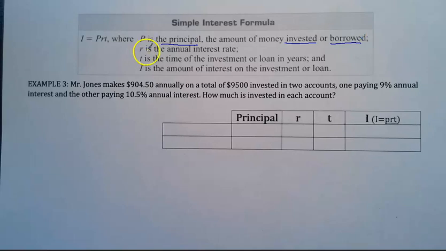It's always the amount of money invested or borrowed, the initial amount of money. R is the annual interest rate, always written as a decimal. You always have to convert it to a decimal and not a percent. T is the time of the investment or loan, and it is in years. And I is the amount of interest on the investment or the loan.